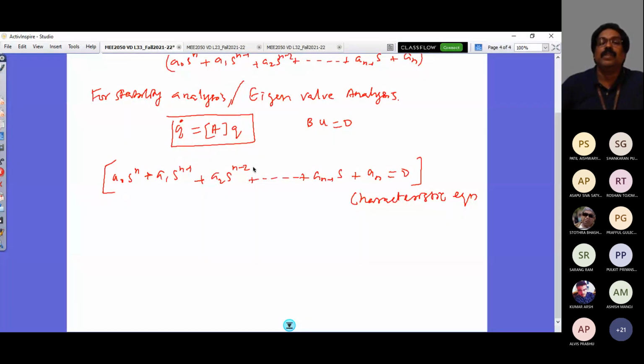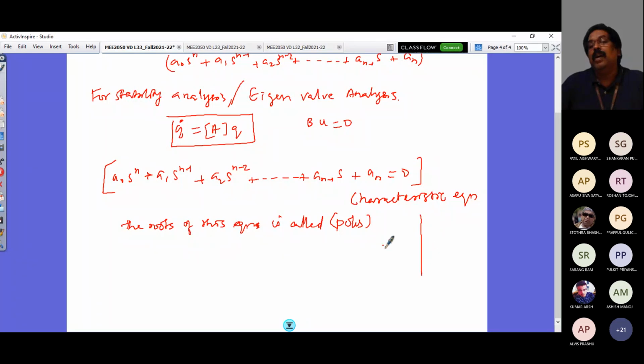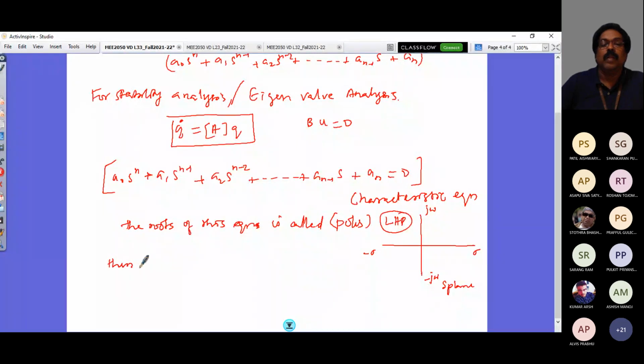We have studied that the roots of this equation are called the poles. If there is an nth order polynomial equation, I'll have n roots, and those n roots would be represented in my complex plane, that is the S plane, where I have the real part on the x-axis and the imaginary part j omega to minus j omega. This is my S plane. So if all these n roots are lying on the left half plane, then the system is stable.